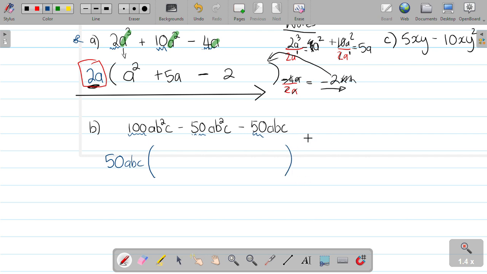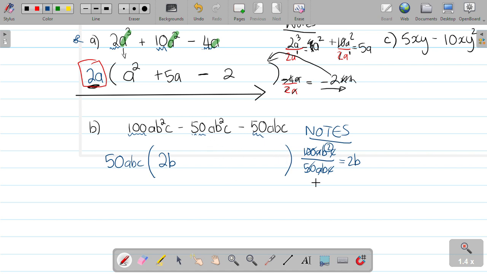over in the brackets. So you can have some notes on the side, and this is where we do the little bit of division for every term. So 100ab squared c divided by my HCF 50abc. 100 divided by 50 is 2. A divided by a, that will go away. B squared divided by b, you'll be left with a b because there's 2 at the top. And c divided by c, that will go away. So 2b is left over here.